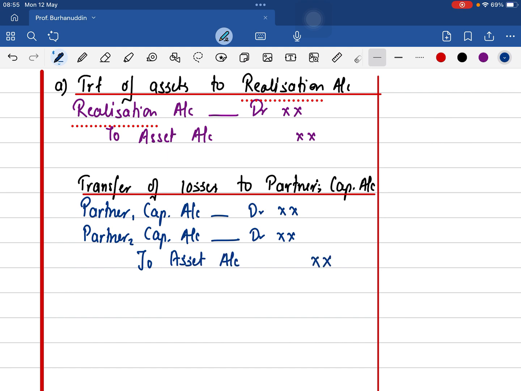Now you're dividing the loss. So if there are 2 partners, you'll divide it proportionately. If there are 3 partners, in that same manner. But the entry would be partner's capital account debit to the asset account. Are you very clear with this?